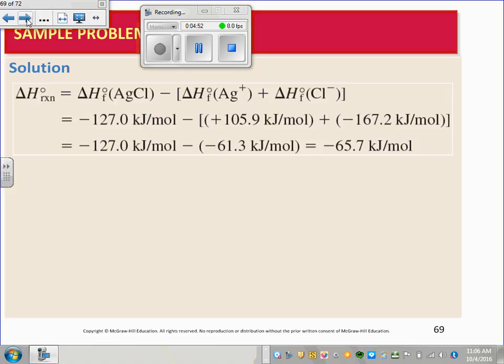So delta H of AgCl is minus 127. So that's the products. Then you subtract the reactants, which would be the sum of the Ag plus and the Cl minus. And you do all the math, and you turn out the delta H of the reaction is negative 65.7 kilojoules per mole. So really, it's just addition and subtraction, occasionally some multiplication.